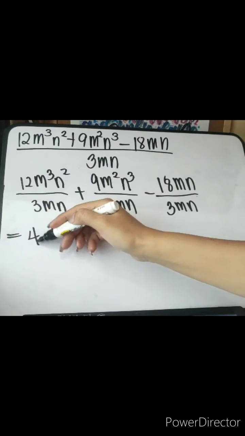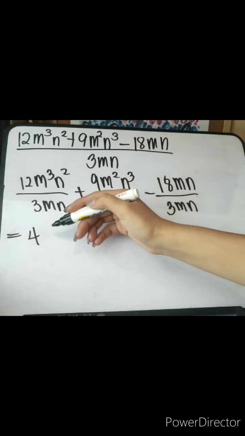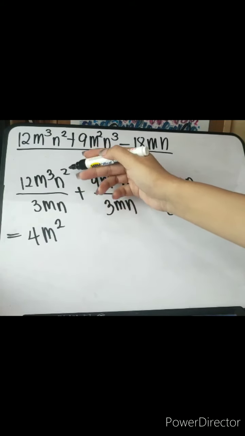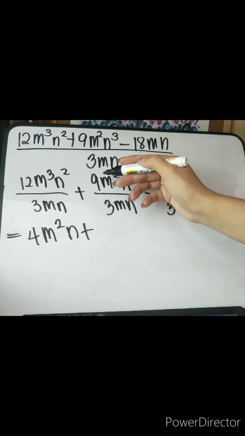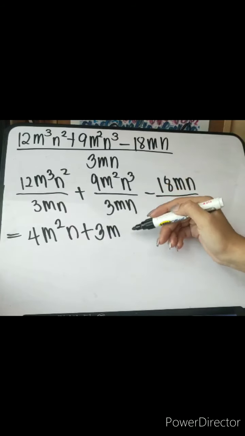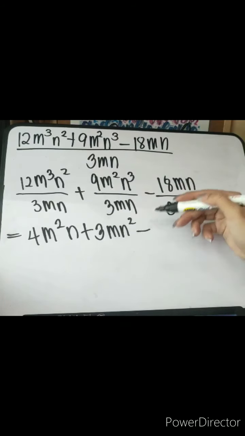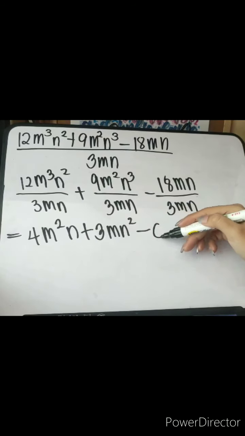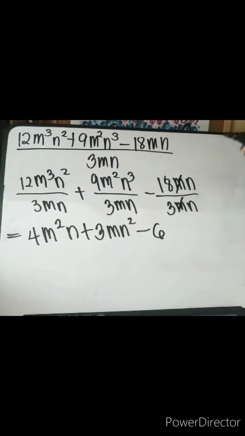So, 12 divided by 3 will give us 4. Yung m cubed, bawasan natin ng isang m squared na lang. Yung n squared, bawasan ng isang n na lang. And then plus, 9 divided by 3 will give us 3. Yung m squared, bawasan ng isang m, and n cubed, bawasan ng isang n, magiging n squared. And then minus, we have 18 divided by 3 is 6. Yung m divided by m will give us 1, but we will not write 1 kasi magiging 61 yun. It is 6 times 1, kaya 6 pa din. And then, as well as yung n, it will give us also 1. So, that is how we will divide kapag polynomial by a monomial.